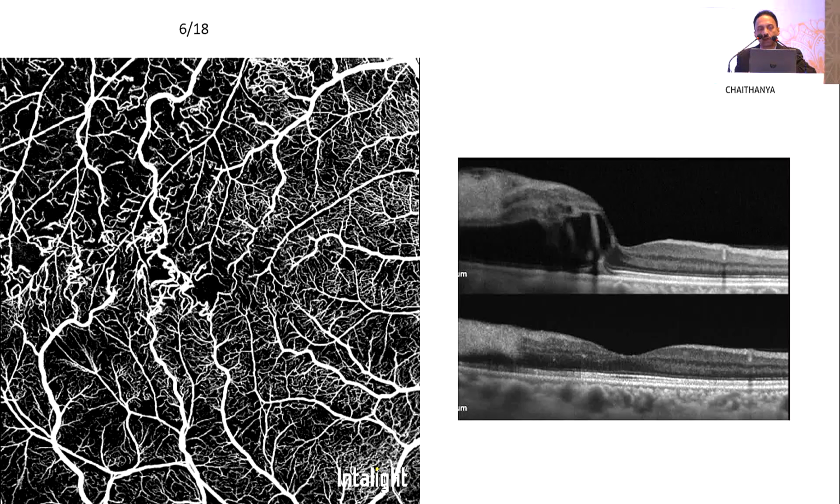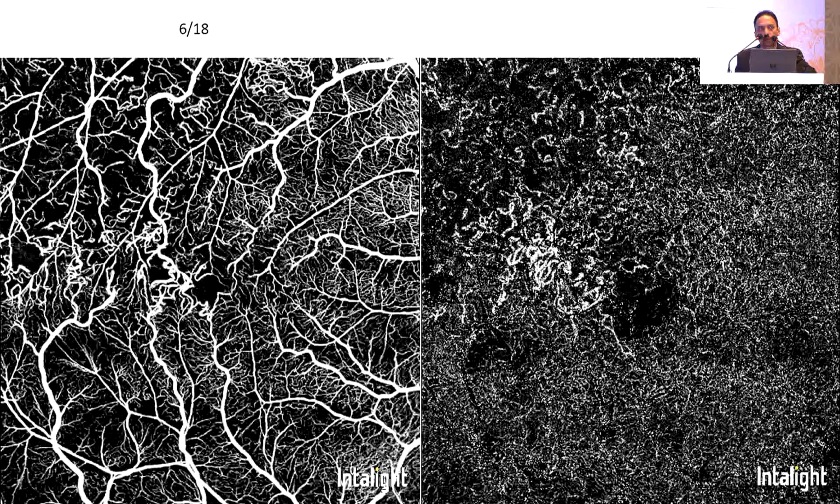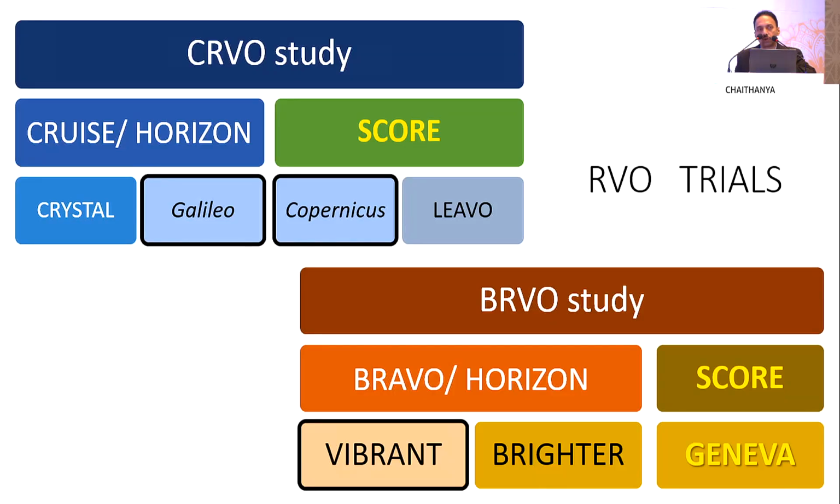Like in this patient here, this patient was treated and had a good anatomical response, but if you look at the superficial capillary plexus that is shown there, it looks nearly normal with the collateral, but the visual acuity is poor. But if you look at the deep capillary plexus, you can see there is an enlarged FAZ, and it is this deep capillary plexus ischemia, selective ischemia, that could explain the visual loss in these patients.